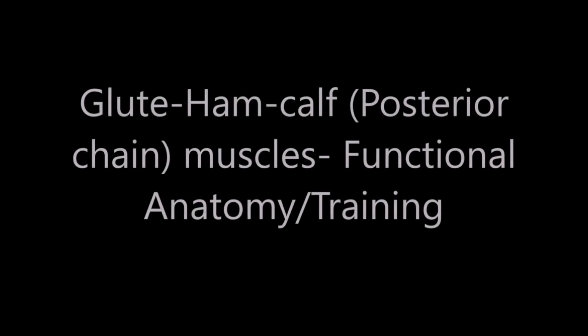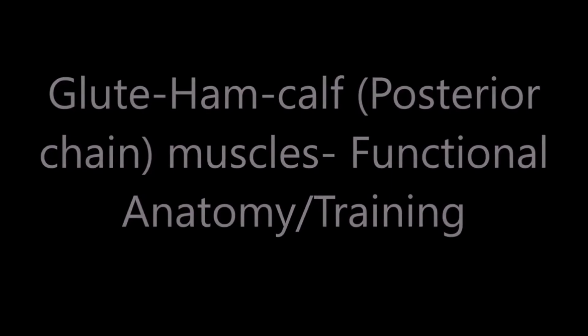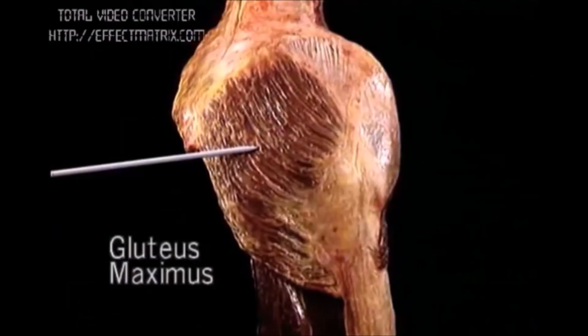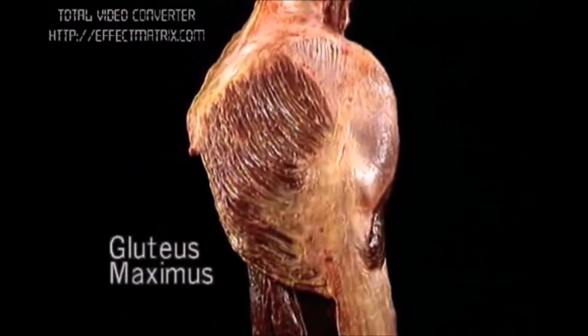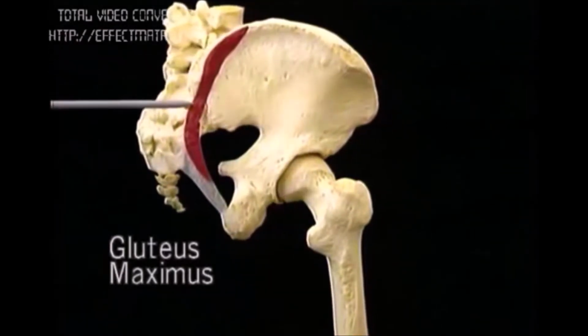The gluteus, hamstring, and the calf muscle form the posterior muscle chain. Let's discuss the functional anatomy and the training. Glutes max is a monoarticular muscle which crosses the hip joint, and it arises from the posterior part of the ilium, sacrum, and then the sacrotuberous ligament.